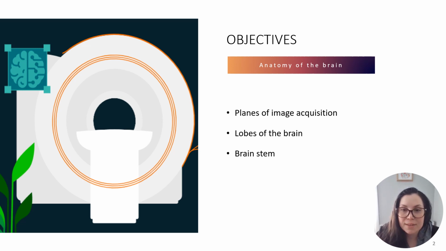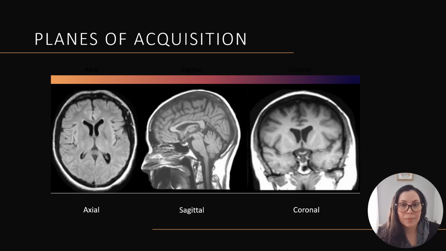The objectives of this lesson: planes of image acquisition, the lobes of the brain, and the brainstem. When breaking down the cross-sectional anatomy of the brain, we need to look at the imaging planes that they are often obtained in. Localization for MRI is obtained in these three basic planes as well: axial, sagittal, and coronal.